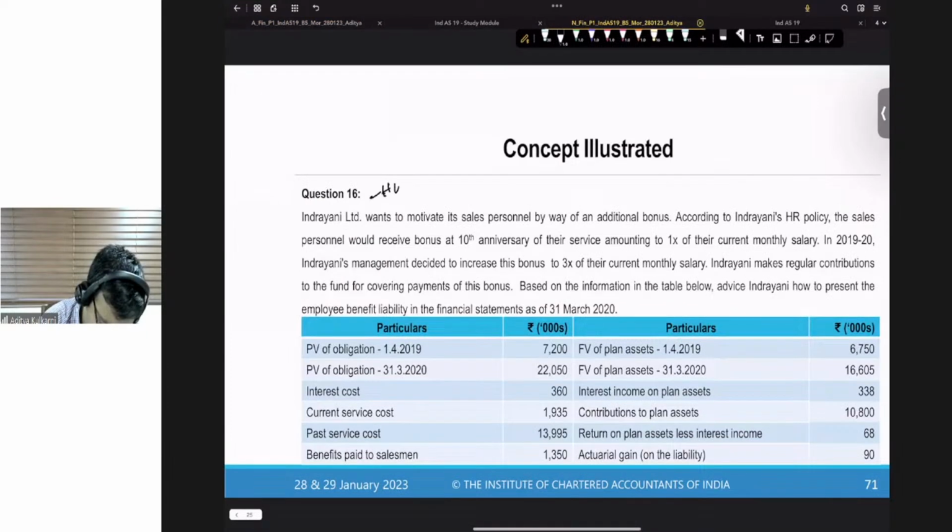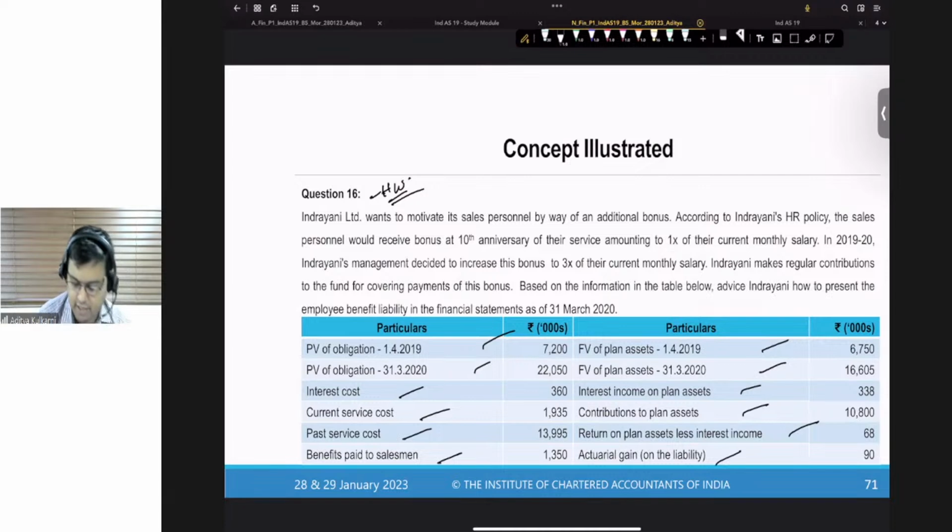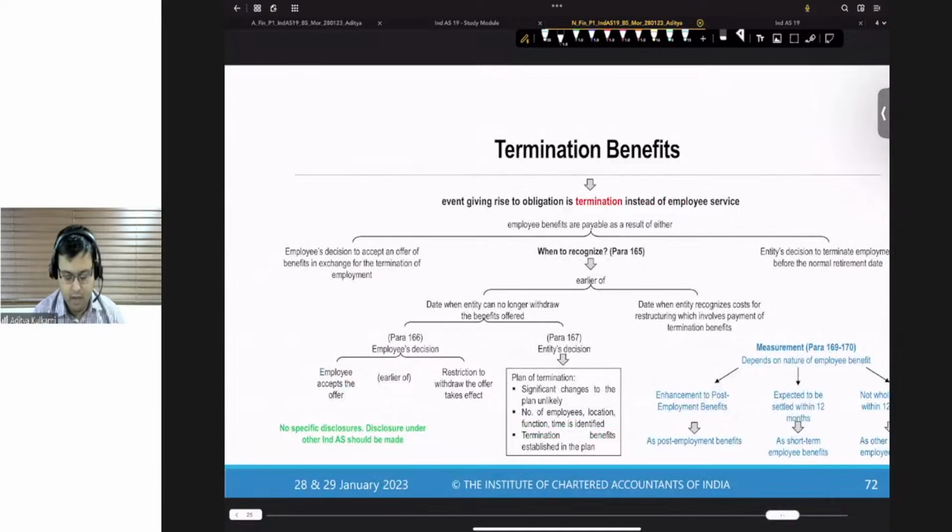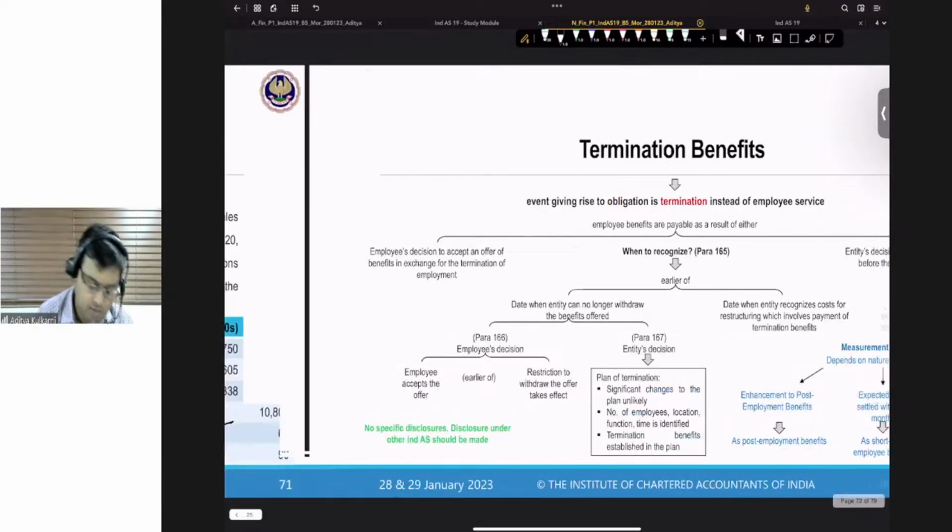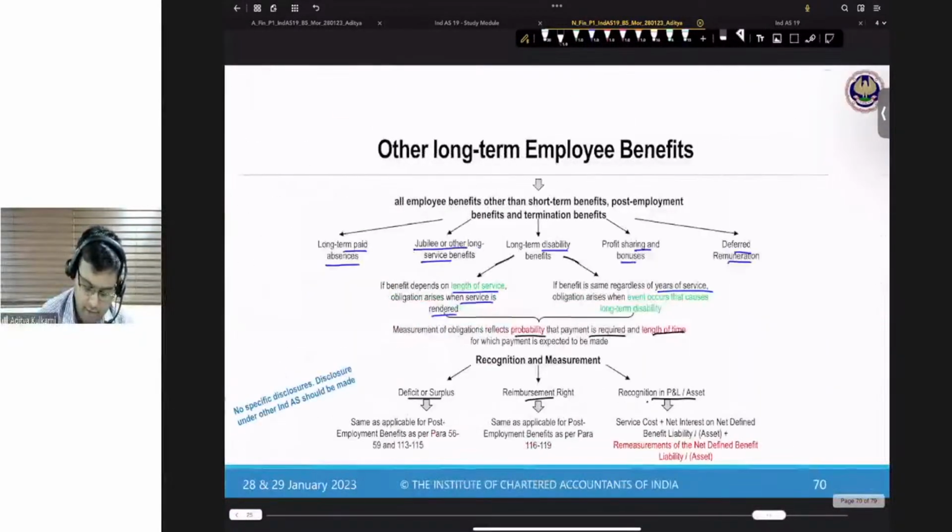It's exactly the same. See, present value of obligation opening and closing, fair value opening and closing, interest cost and income, current service cost, contribution, past service cost, return on plan assets, benefits paid to salesmen, actuarial gain on the liability. So here they have in fact given the calculations. You just had to plug in the amounts in the respective accounts. Okay, last one. So this is other long-term employee benefits.